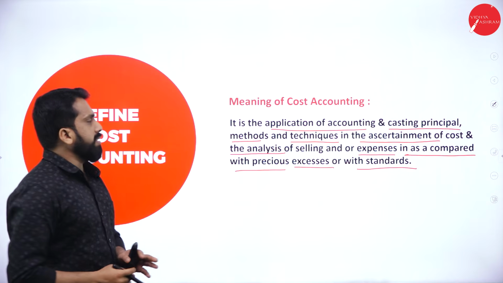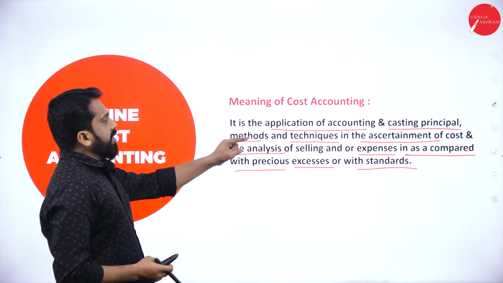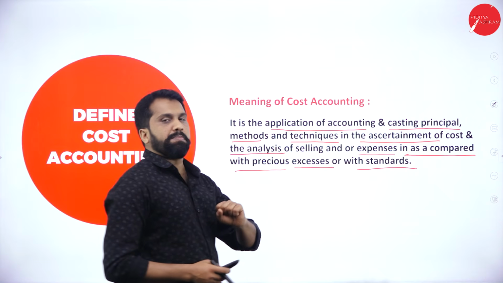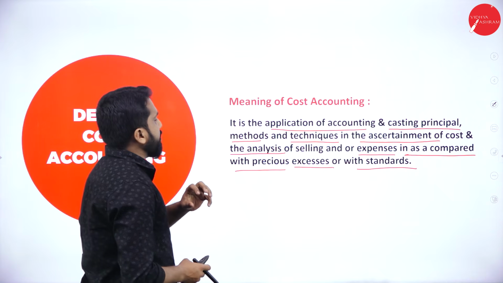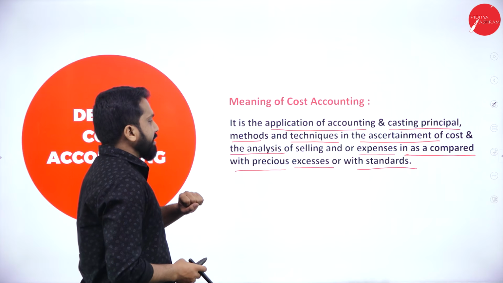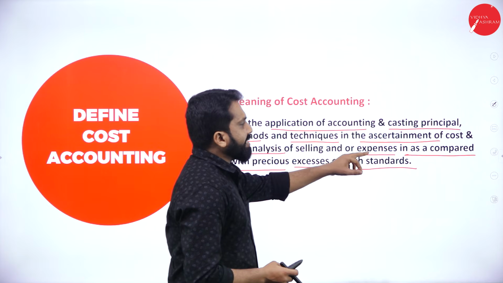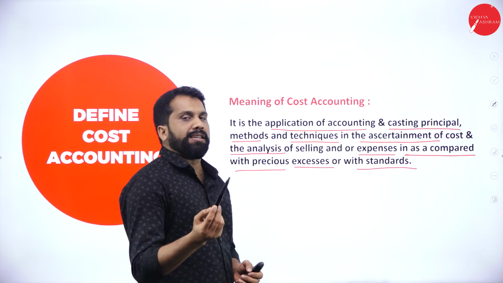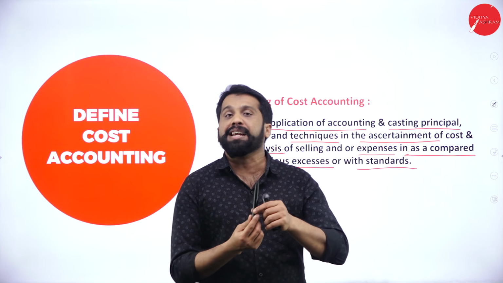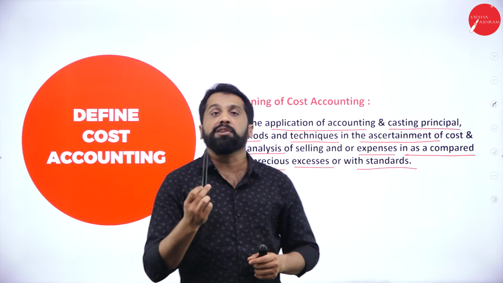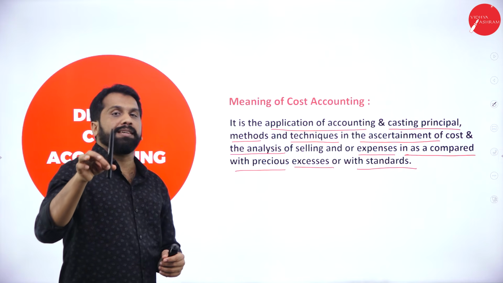So, it is the application of accounting and costing principles. Whatever principle they have followed, we have to check. Methods and techniques in the ascertainment of cost and analysis means for this particular item, it is 10 rupees. How is it 10 rupees? The manufacturing cost, advertisement cost, selling cost, commission, everything is included.